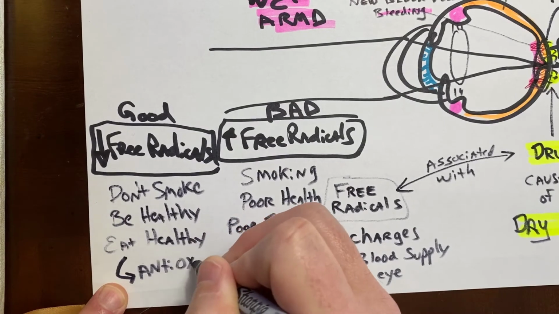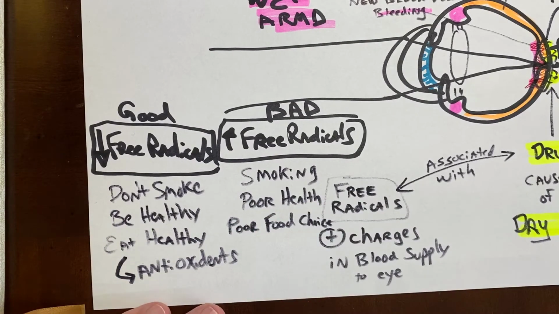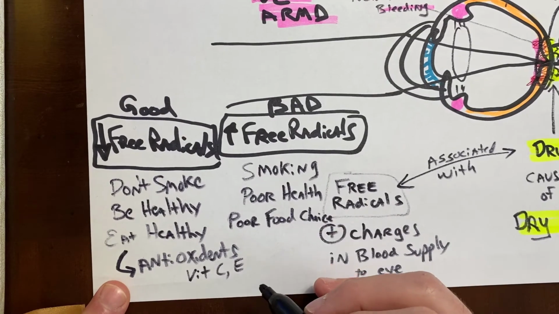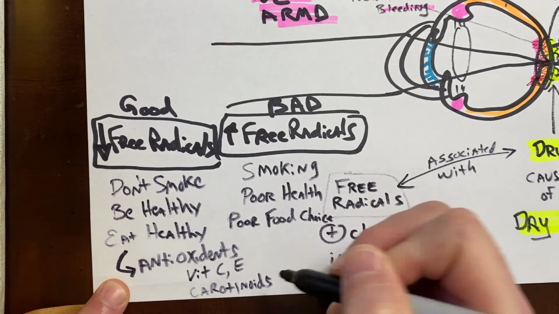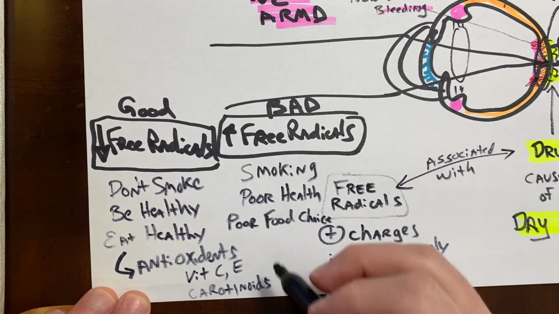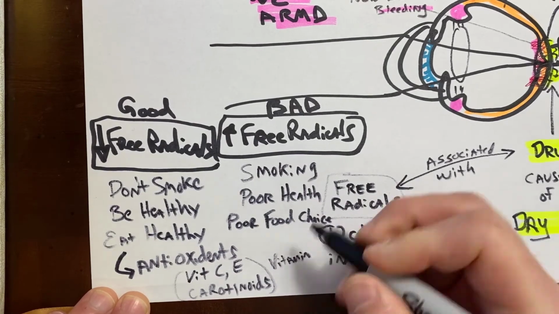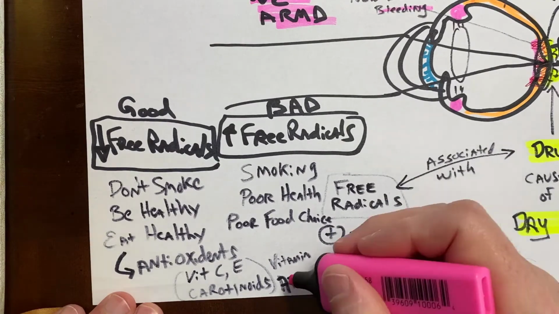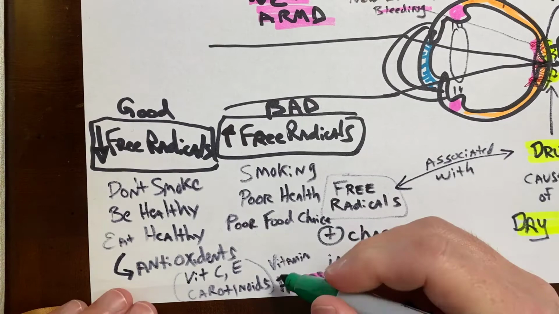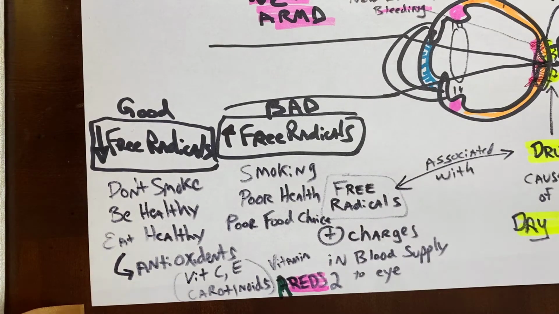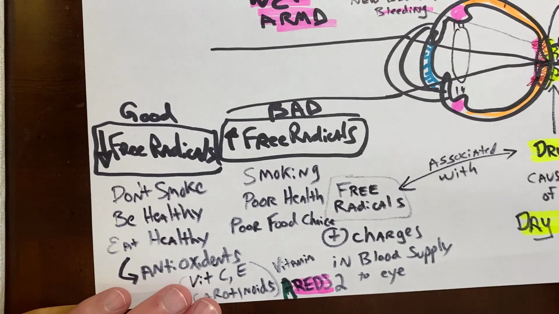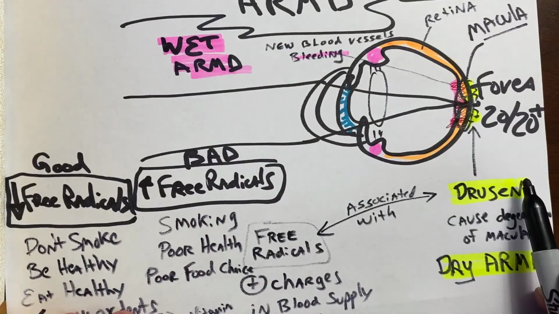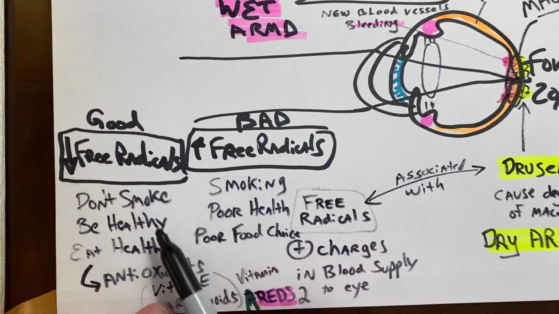What we want is antioxidants, because antioxidants will reduce positive charges in the body. Antioxidants are like vitamins C and E and the carotenoids. Carotenoids are like lutein and zeaxanthin. And there's a vitamin out there called A-Reds too. The way I like to remember that is if you remember the Cincinnati Reds and the Oakland A's, A-Reds, the two teams, that's a vitamin combination that'll give you some support or some supplement to macular degeneration.